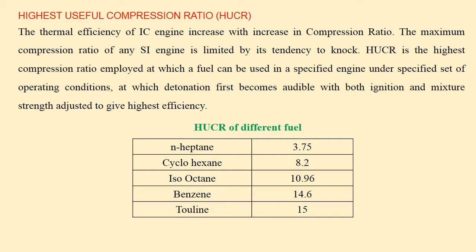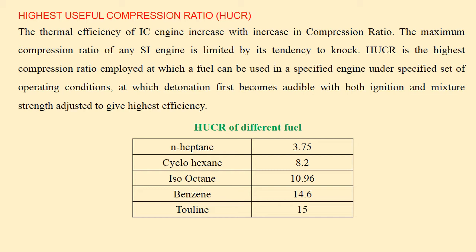When knocking becomes audible, that compression ratio is the one for that fuel in that particular engine. The measurement of HUCR is done on the Ricardo E6 variable compression ratio, VCR, engine. In this table you can observe typical values of compression ratio for different fuels. For example, normal heptane has a highest useful compression ratio of 3.75. If you use normal heptane in an SI engine, the compression ratio is limited to 3.75. If the compression ratio is 4, or even 3.8, what happens? Your engine tends to knock.